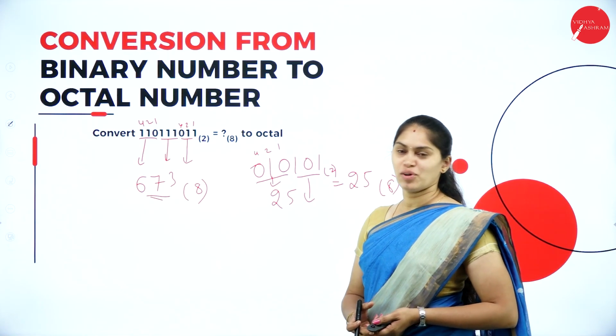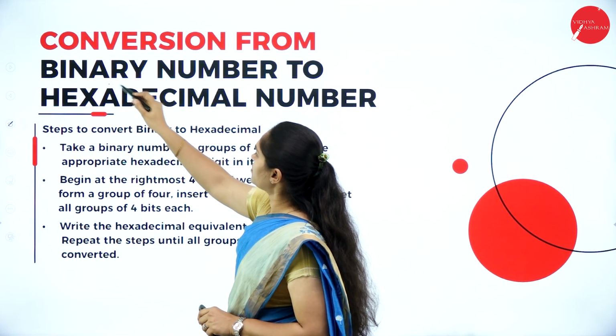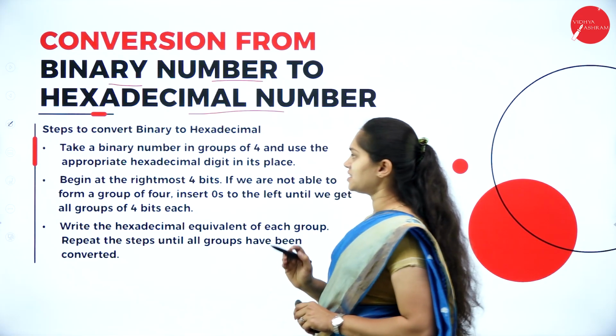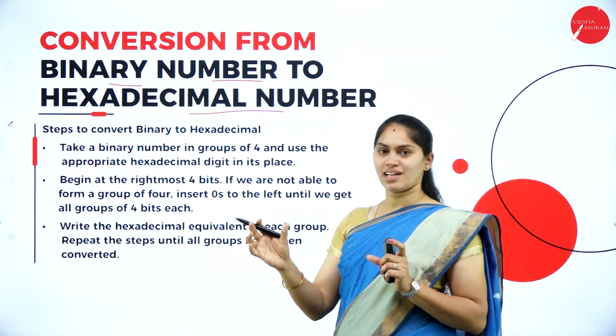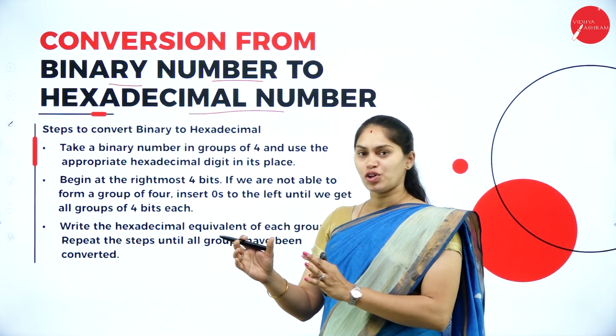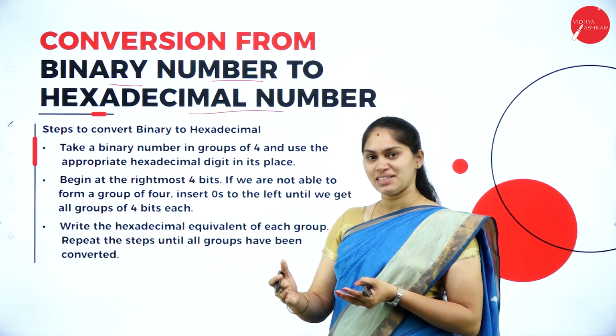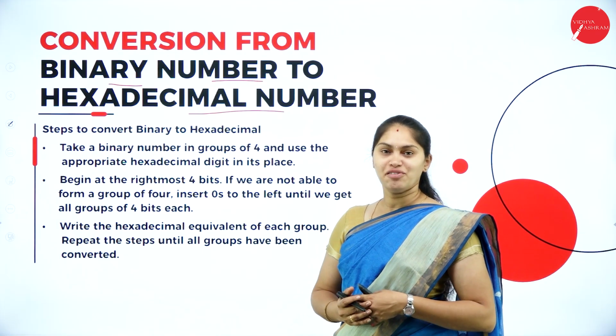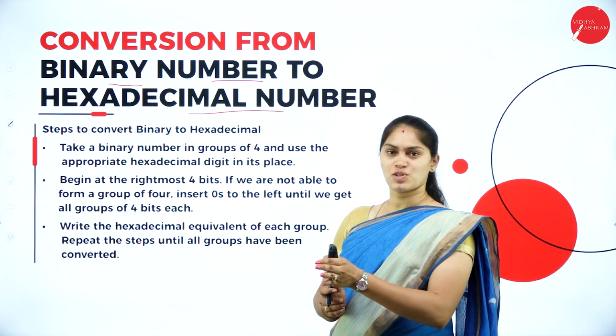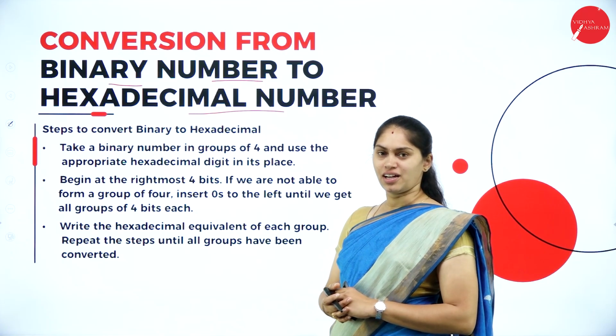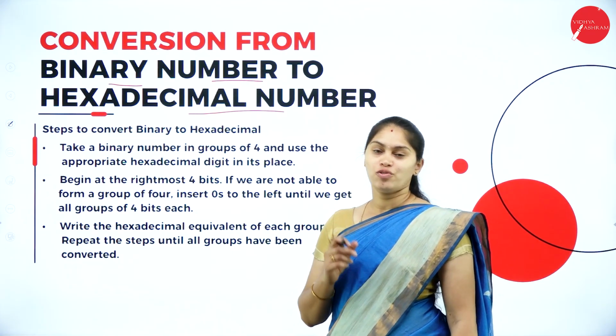We'll see the next type of conversion, that is conversion from binary to hexadecimal number. Binary to octal we have done, that is a group of 3, 4 to 1. So totally I can get up to 7. If it is binary to hexadecimal, then it is just easy. 8, 4, 2, 1. 8 plus 4 is 12, 12 plus 2 is 14, 14 plus 1 is 15. I have to go with grouping of 4 digits here.